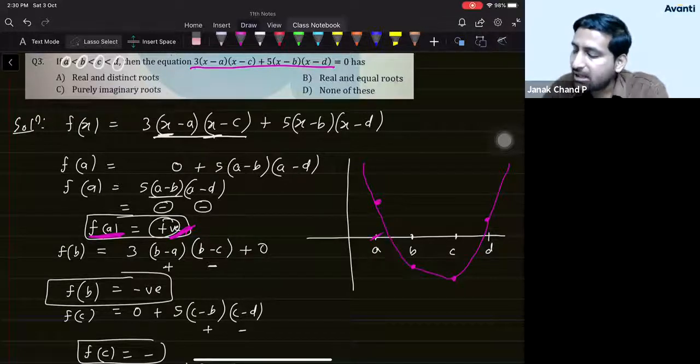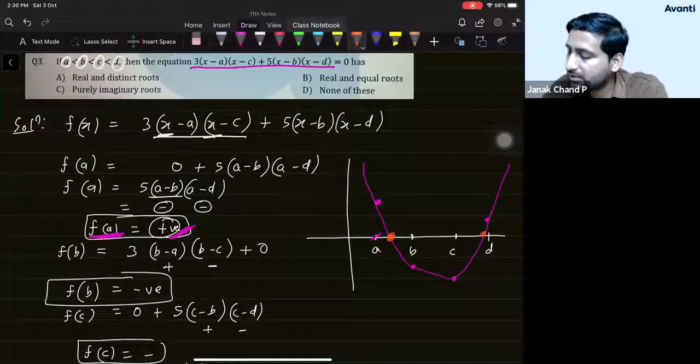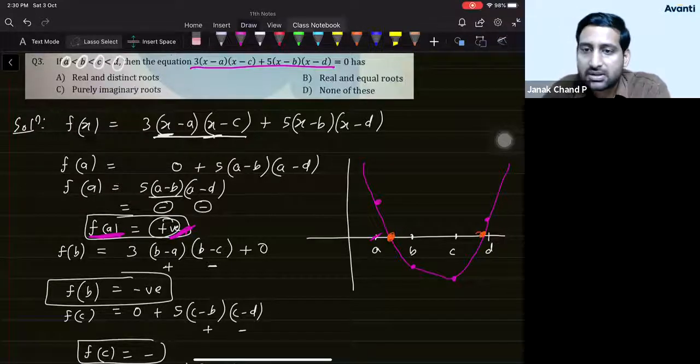After that, again, C value was a negative and D value was a positive. That means somewhere between C and D, there will be some 0. I hope that, student, you understood this. That means you will surely find two intersection points on the x-axis, this and this. That means what? Real and distinct solutions. So from the diagram, we can directly say option A is correct.